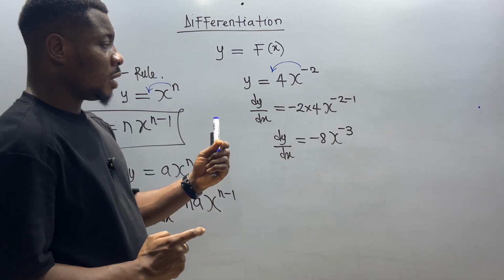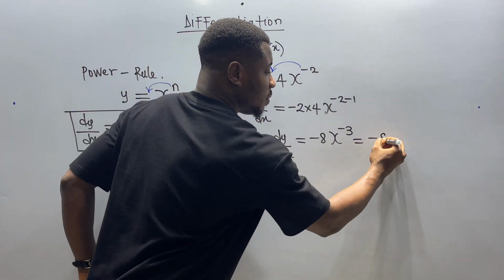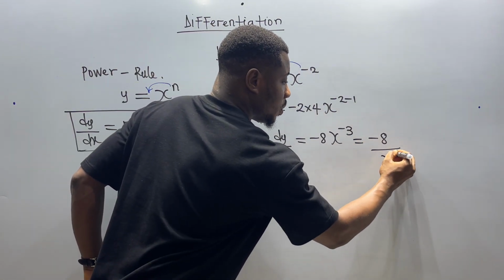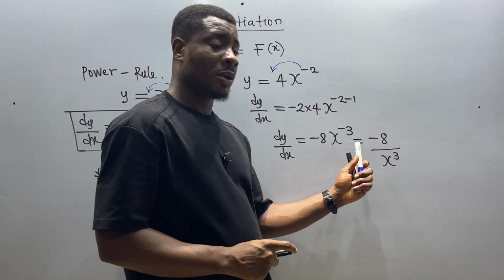Now, in your exam, you could see this answer written in this form: negative 8 divided by x to the power of 3. It is still correct. Remember, it's just the application of the law of indices.